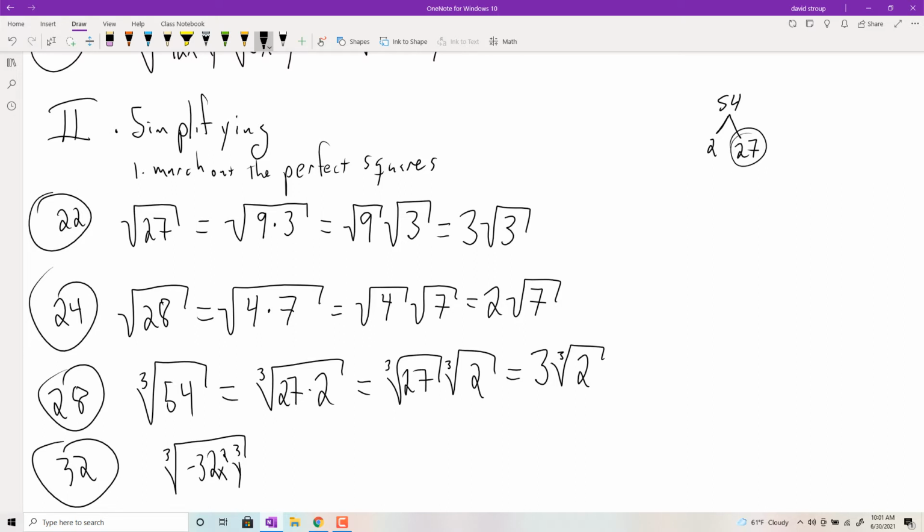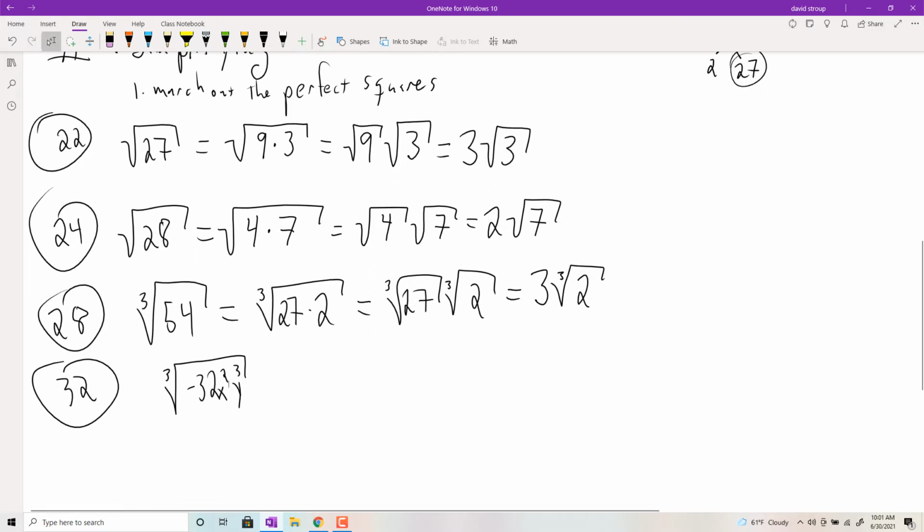Okay. When you're dealing with variables, you want to look for exponents that are divisible by 3. So in this case, I'm not going to be able to do anything with that x squared, but the y cubed, I'm going to be able to take the cube root of that. I'll talk more about that in the next section. But anyways, for now, let me rewrite it by factoring.